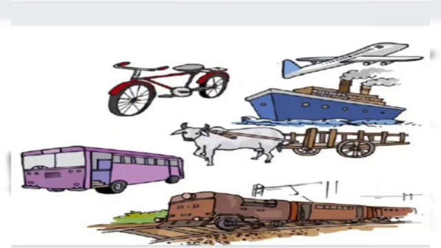Now this figure shows some of the different modes of transport. These are the different modes of transport and you have to place them in the correct order, from the earliest modes of transport to the most recent. So this is all about the story of transport.